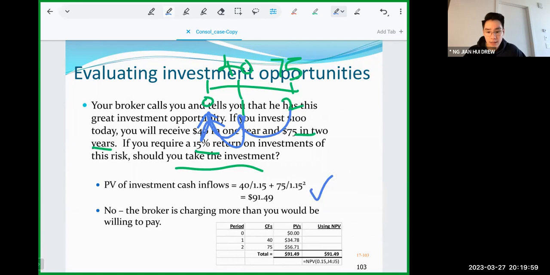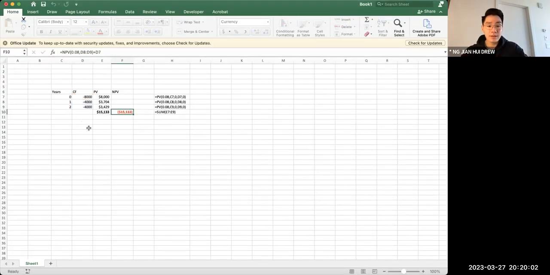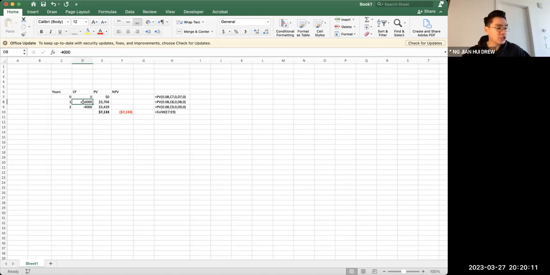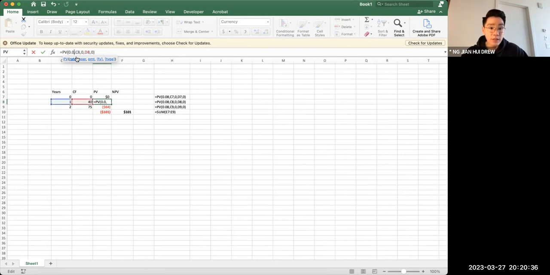And I'll just show you how to do it in Excel again, since it's the first time we are doing this. Year 0 is 0, right? And this question says that if you invest, you'll receive money. So received money is positive. We are receiving $40 and we are receiving $75. Now the rate here, I'm going to change it. The question says the required rate is 15%, so I'm going to change it to 15%. And I'm just going to pull it down.